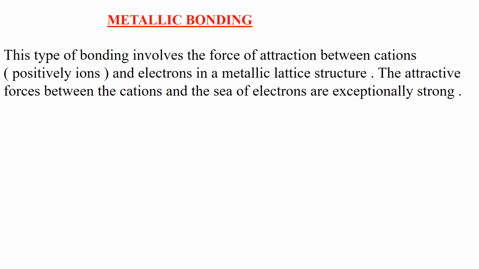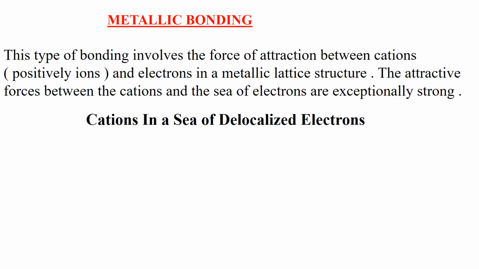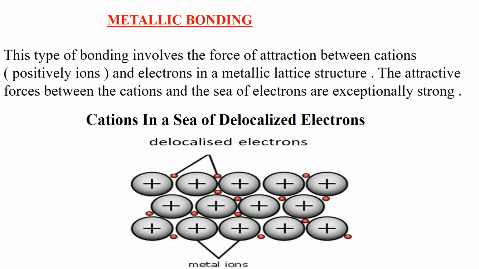What else is involved? It also involves electrons in a metallic lattice structure. The attractive force between the cations, which are metals, and the sea of electrons is exceptionally strong. The structure is basically cations in a sea of delocalized electrons. So this is what a metallic lattice simply means.